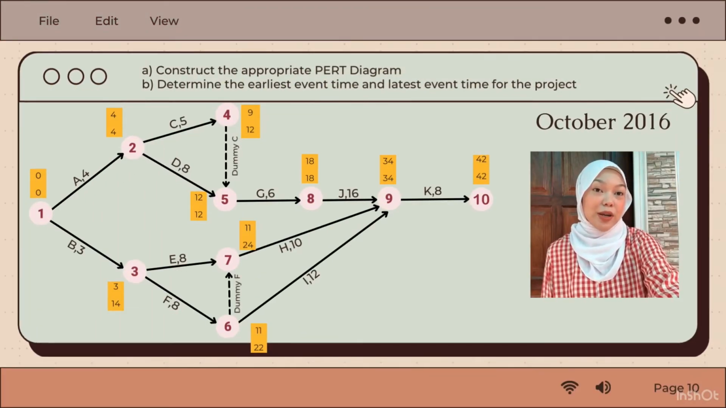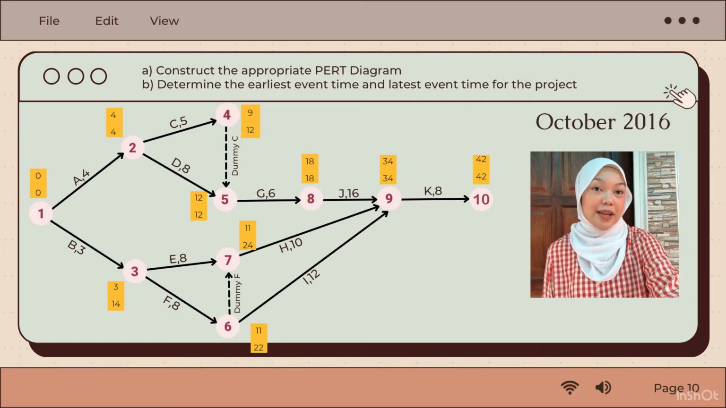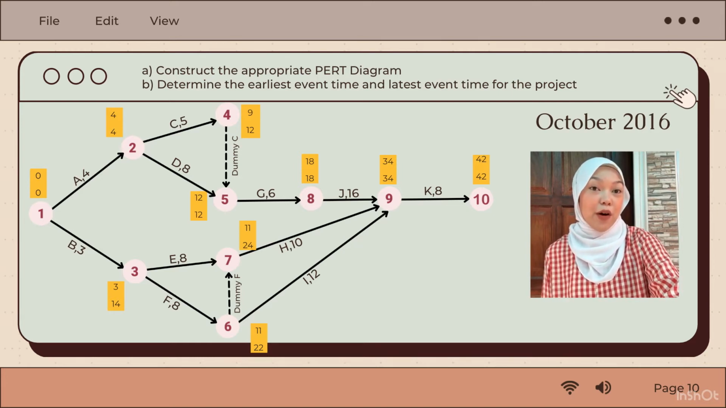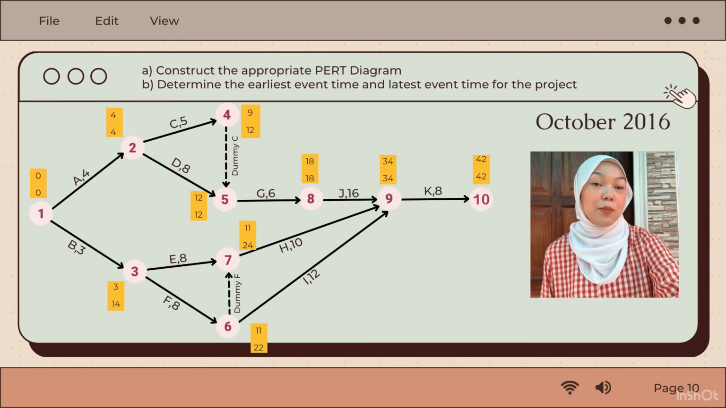So for the first question, it's asked to construct the appropriate PERT diagram. For the project, the diagram starts with number 1 and draw an arrow for a single activity for A, 4, and B, 3. Activity A will produce C, 5, and D, 8, while activity B will produce E, 8, and F, 8. Then activity C and D will produce activity G, 6.